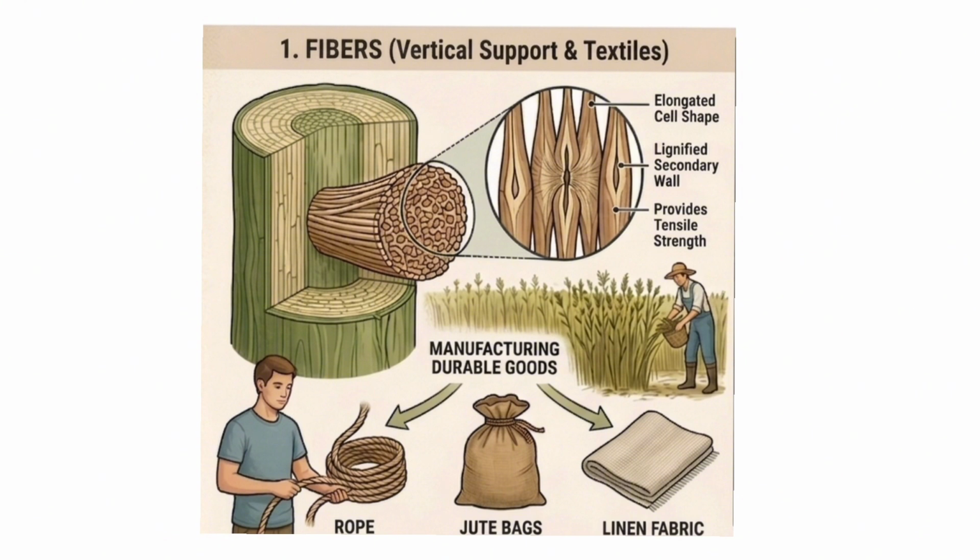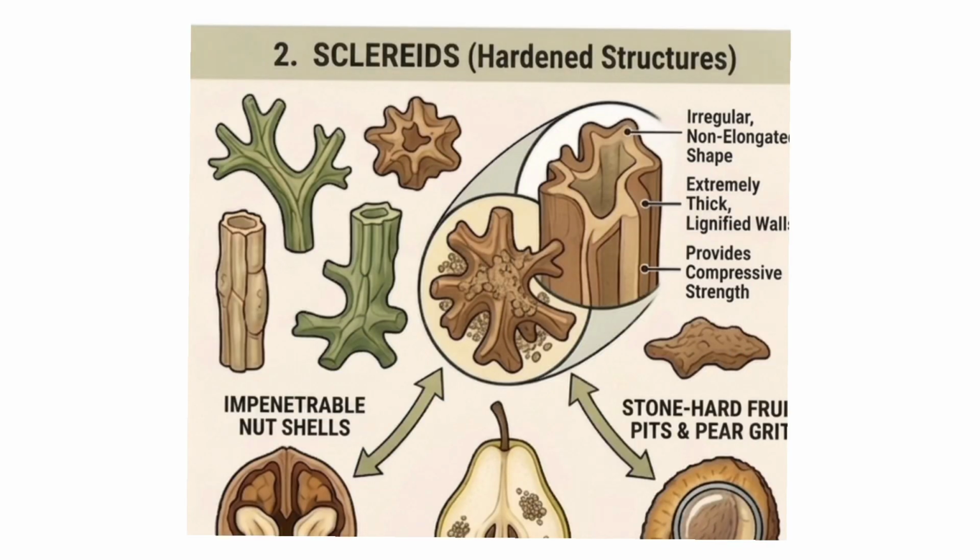Sclerenchyma cells generally come in two forms. The first are fibers, which run lengthwise down stems to provide vertical support. Humans use these tough plant fibers to manufacture durable goods like rope, jute, and linen fabric. The second form are sclerids. These are irregular hardened cells responsible for creating the impenetrable outer shells of nuts and the stone-hard pits found inside fruits like peaches and plums.